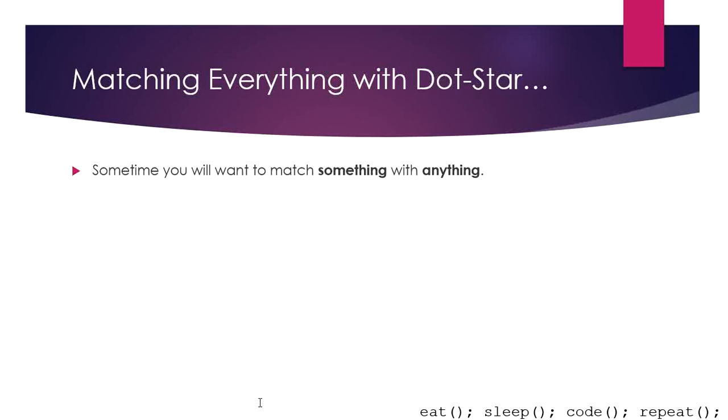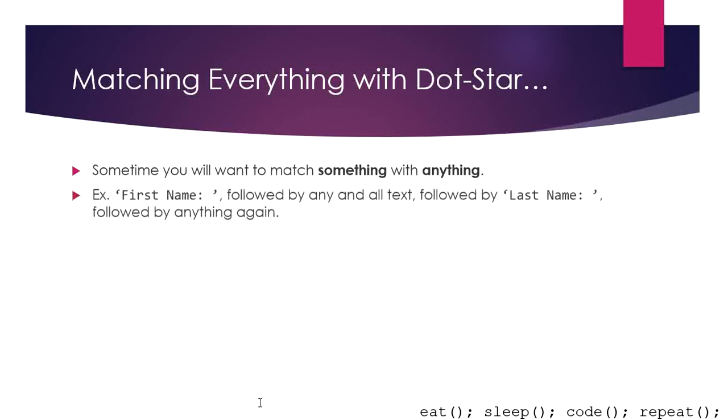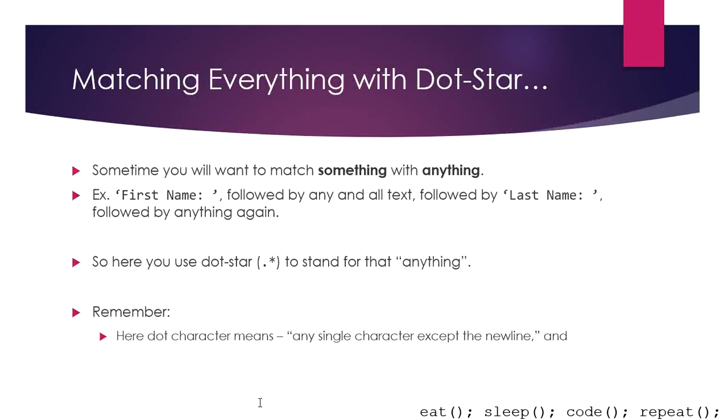Sometimes you want something with anything, like asking your first name is something and the answer can be anything. It can be characters, it can be letters. As an example, I told you, the first name which is followed by any and all text, which is followed by the last name, which is followed by anything. So how do I do that? Here we're going to use the dot star operator to stand for that anything.